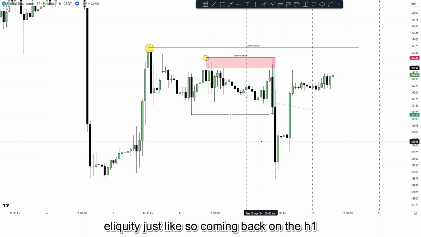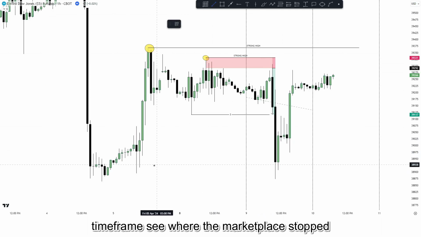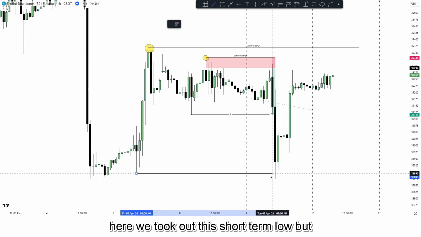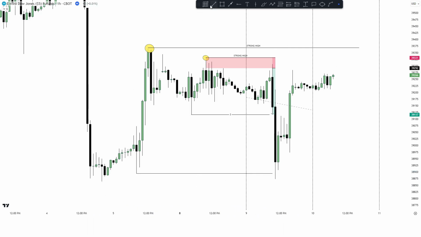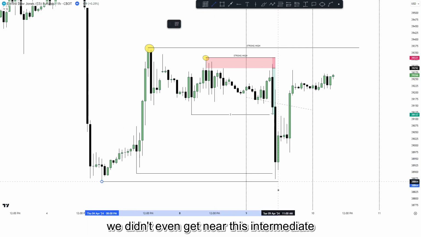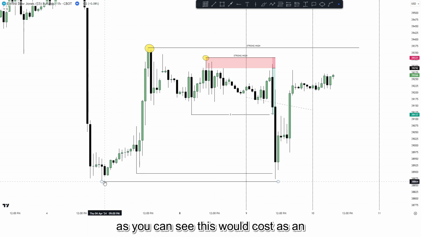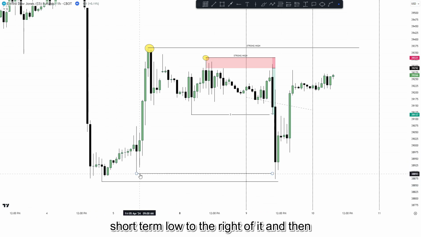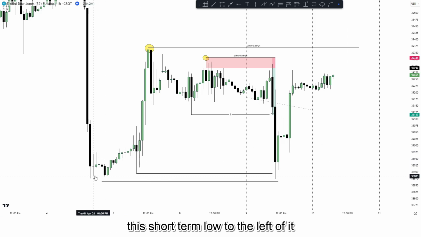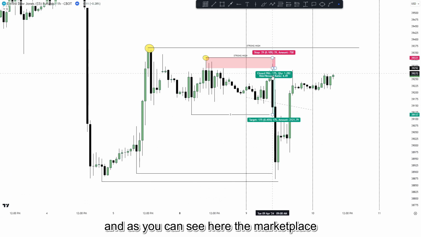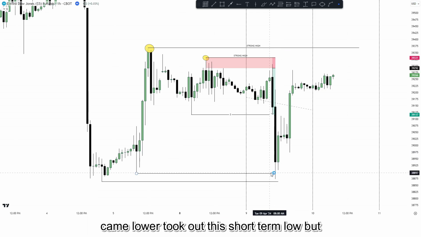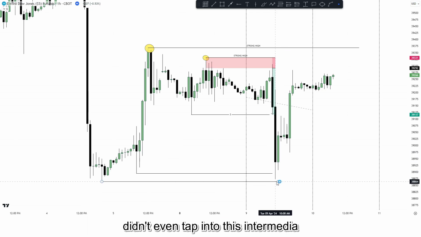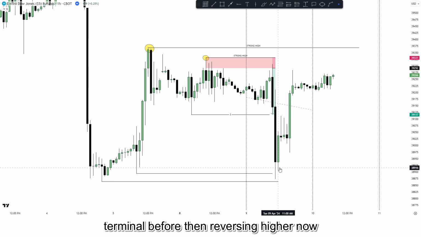Coming back on the H1 time frame, see where the marketplace stopped here. We took out this short-term low, but we didn't even get near this intermediate term low. As you can see, this would classify as an intermediate term low because we have this short-term low to the right of it and then this short-term low to the left of it. And as you can see here, the marketplace came lower, took out this short-term low, but didn't even tap into this intermediate term low before then reversing higher.